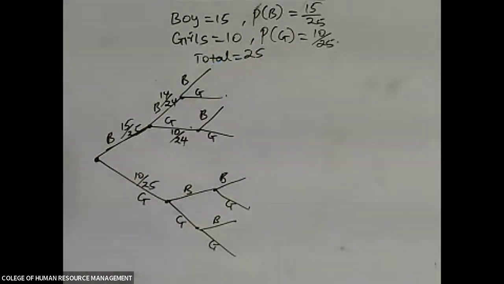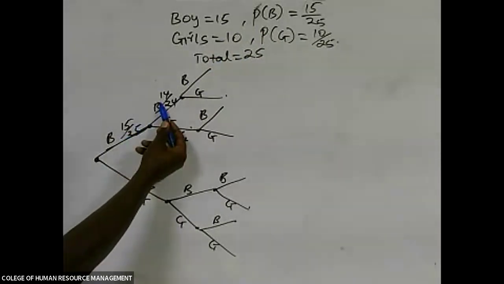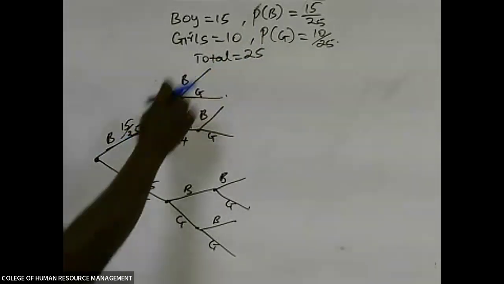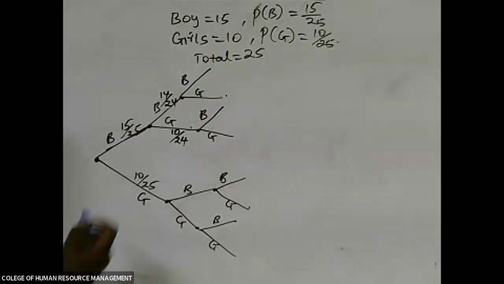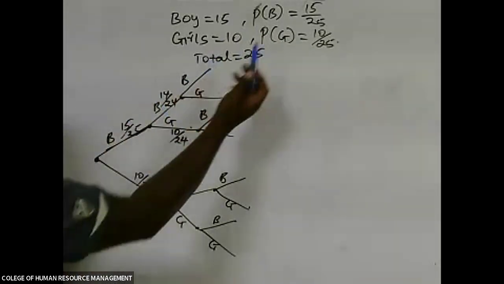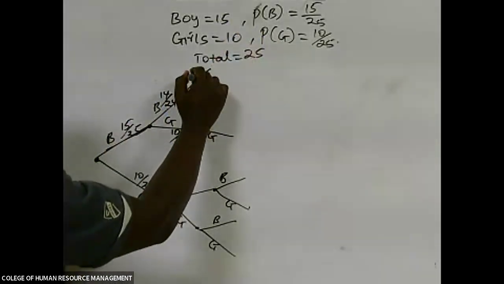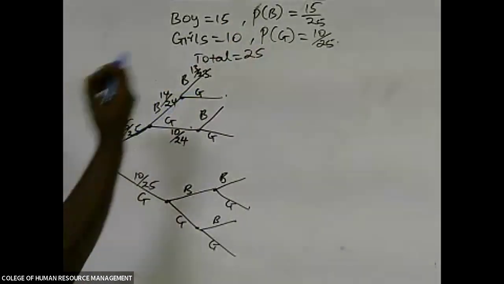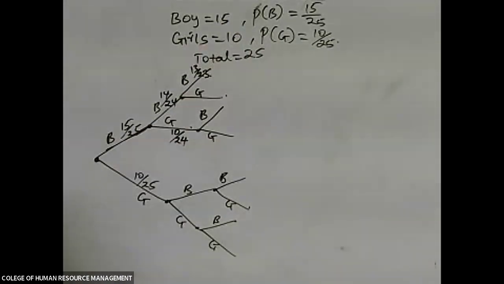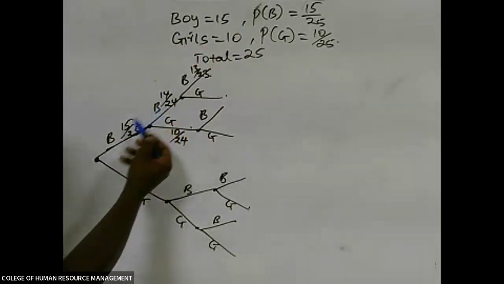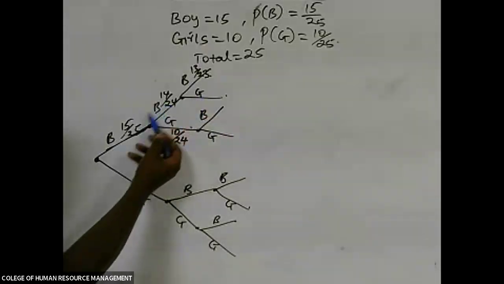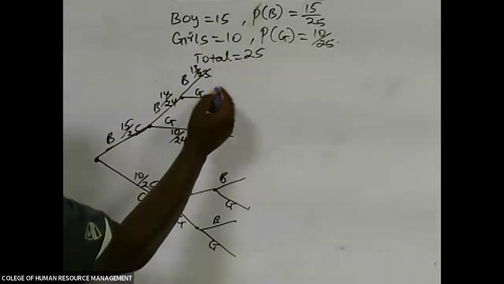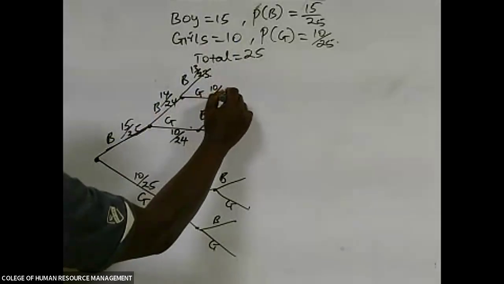Come here. The first one is a boy, the second one is a boy. What is the probability that the third one will also be a boy? 2 boys are already picked, so from 15, we are remaining with 13 out of 23. You remove 2 from the 25, you get 23. Here it's a boy, it is a boy, so we have not eliminated any girl. The girls are still 10 out of 23.